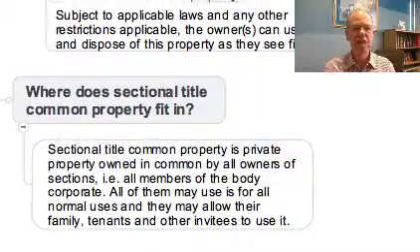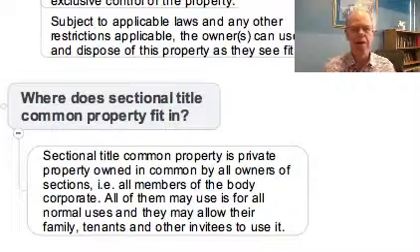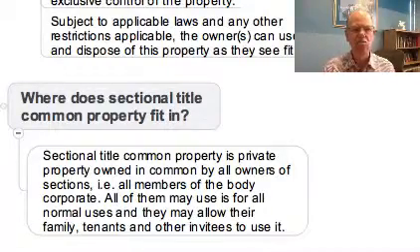And where into this dichotomy does sectional title common property fit in? Well, it's not public property. It is private, and it's owned in common by all owners of sections, that is, all the members of the body corporate. All of them may use it for all normal uses, and they may allow their family, tenants and other invitees to use it.